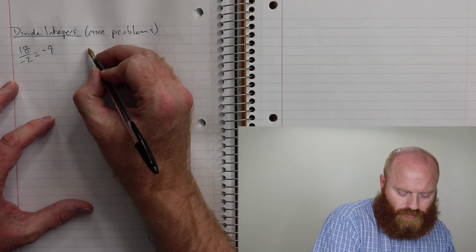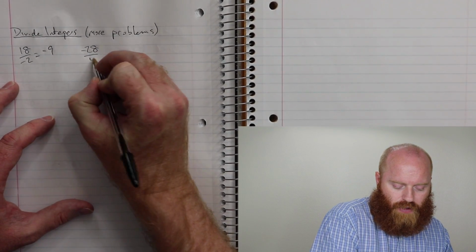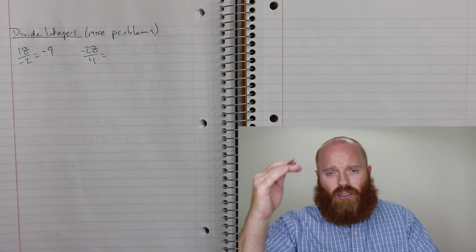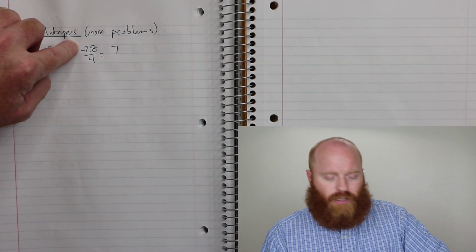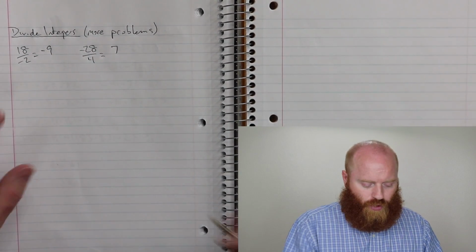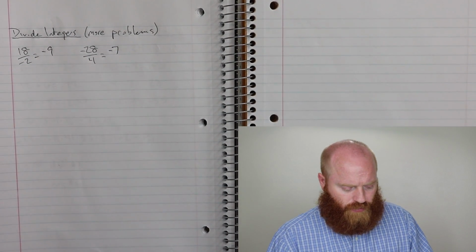How about negative 28 divided by 4? Guess what? I don't care. Just divide the numbers. 28 divided by 4 is 7. Negative divided by positive, there's only one negative. There's nothing to make it cancel, so it's going to carry forward to your answer. Your answer will be negative 7.